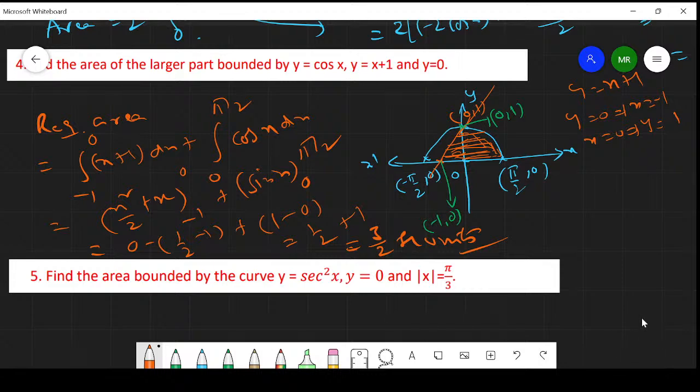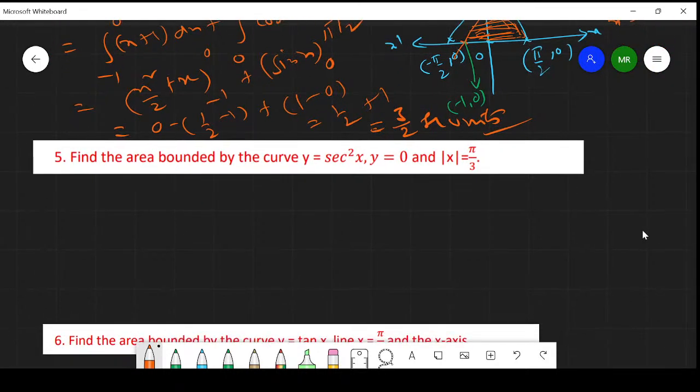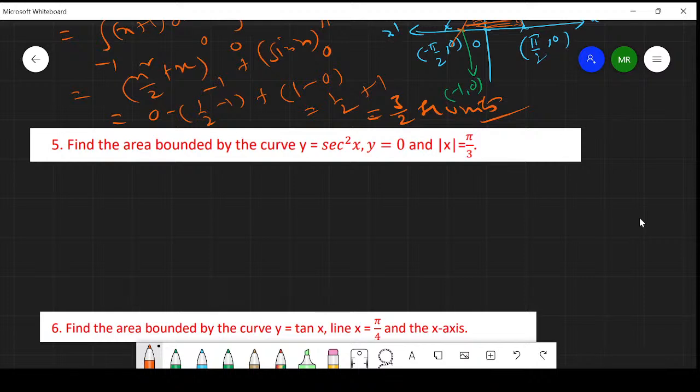Find the area bounded by y equal to secant square x, mod x equal to pi by 3, and y equal to 0 also. Y equal to 0 means the x-axis. The curve is given, y is equal to secant square x, and y equal to 0 is the x-axis. The given mod x equal to pi by 3 means x is equal to plus pi by 3 and minus pi by 3. Between these two we should find, plus pi by 3 and minus pi by 3.